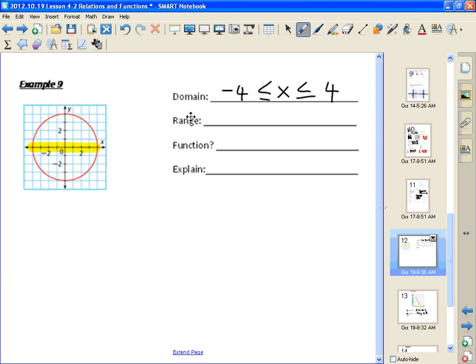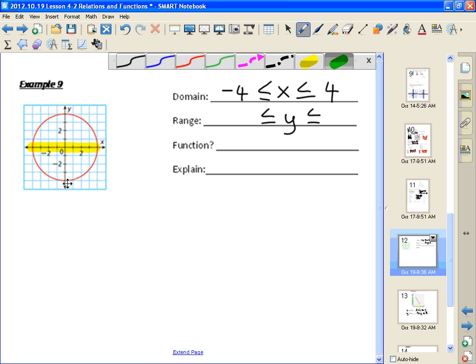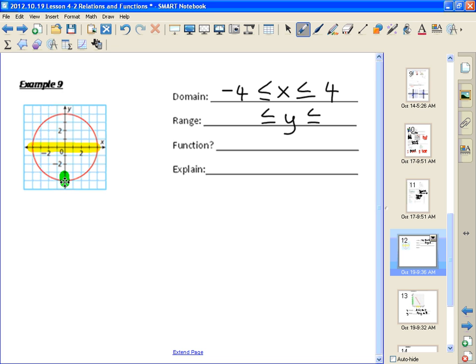The range always talks about which set of values? The y's. So I'm going to say my y values are between. For y values, I look up and down. So -4 to +4.